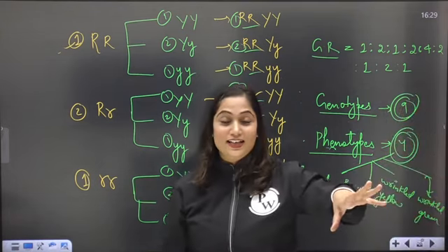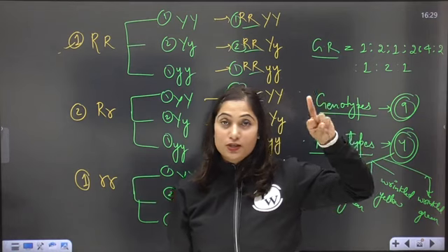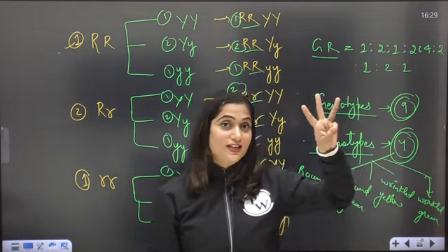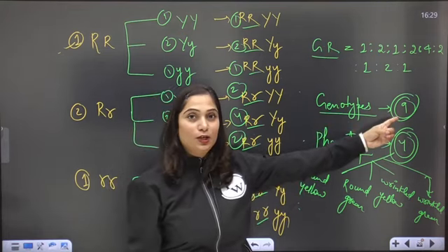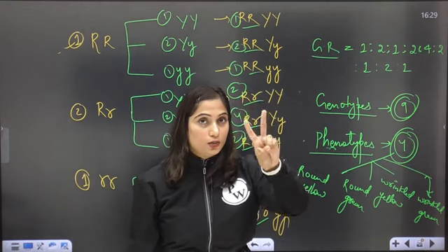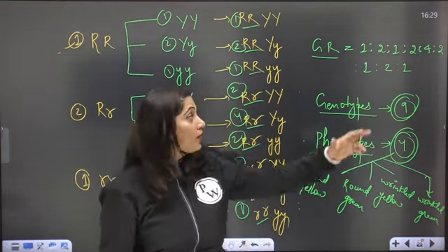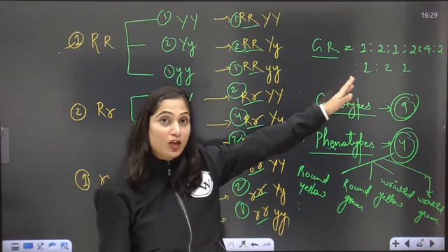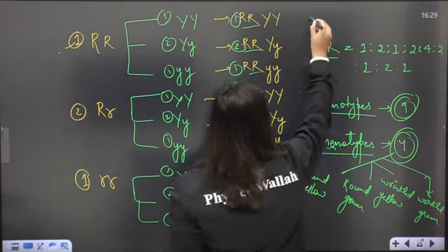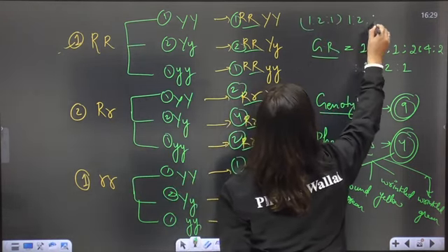Again, a dihybrid cross is a multiplication of two monohybrid crosses. In the monohybrid cross, the number of genotypes was 3. Here, 9. 3 into 3, 9. In the monohybrid cross, the number of phenotypes was 2. Here, 4. 2 into 2, 4. Okay, remember this. The genotypic ratio comes out to be, you do not have to cram this ratio. If you multiply 1:2:1 into 1:2:1, what will come?